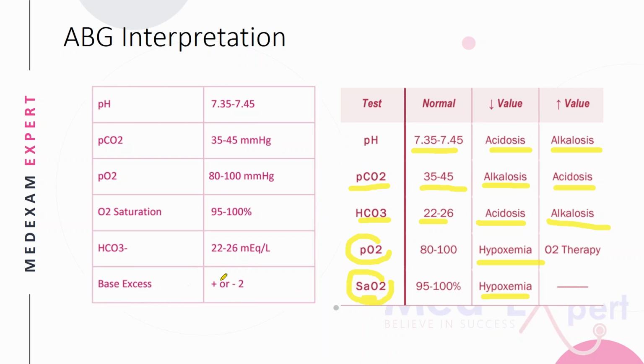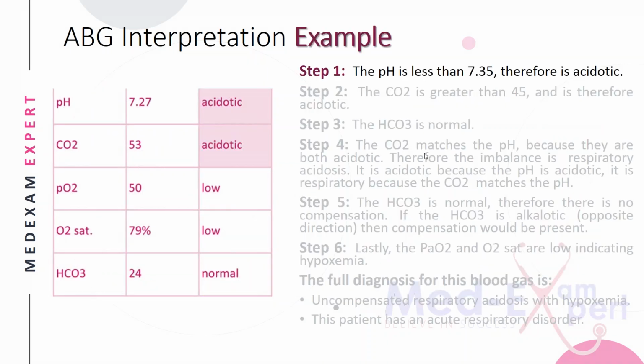Also, another important parameter to look for is the base excess or the base deficit, which will also help me confirm my diagnosis, as we are going to see in our examples now. So, to apply these steps, this is an example. Here I have a pH of 7.27. I have carbon dioxide of 53. I have a partial pressure of oxygen of 50. I have an O2 saturation of 79. I have a bicarb level of 24.